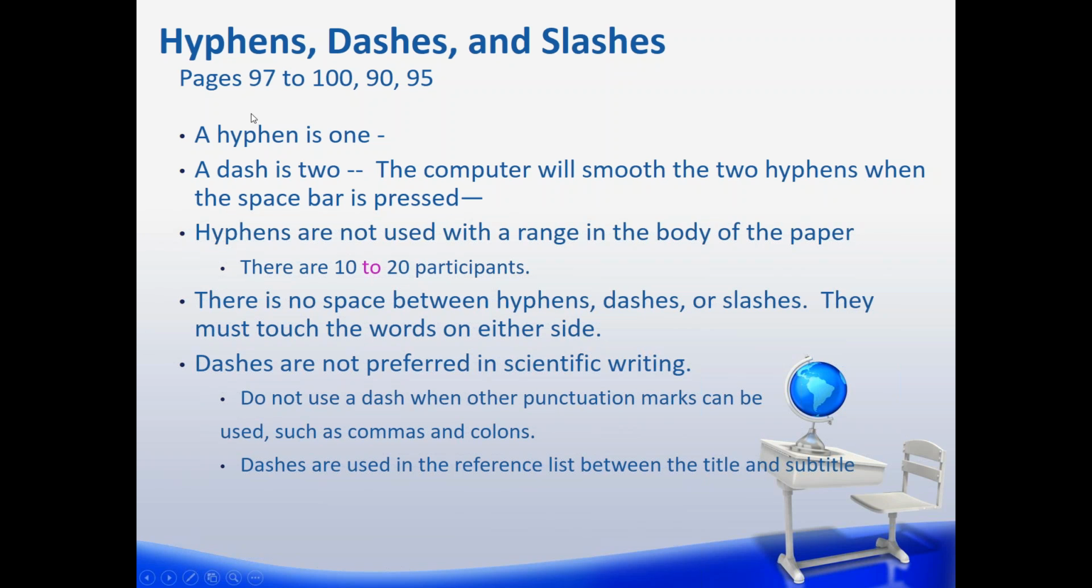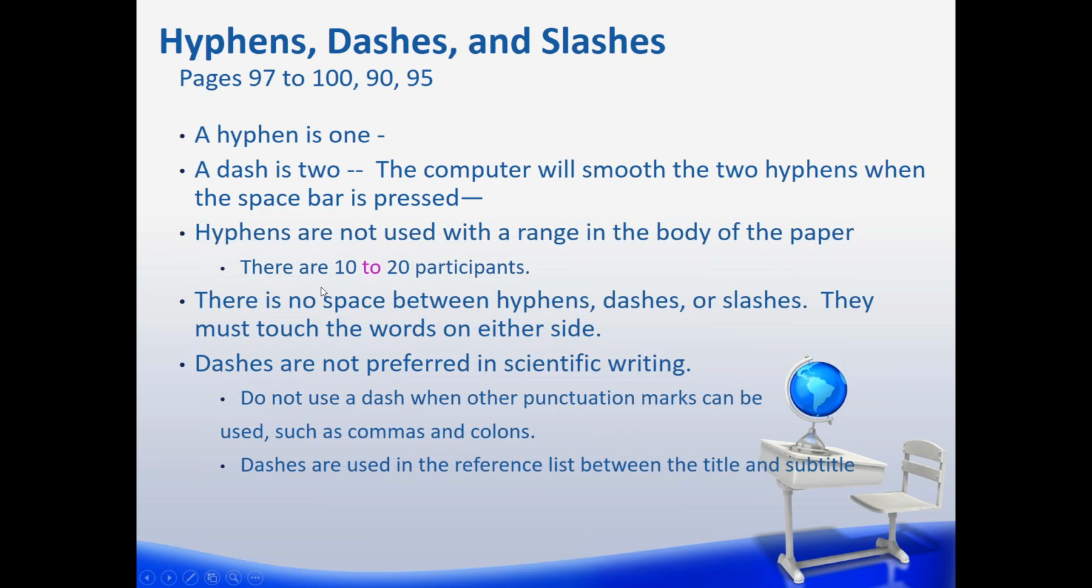A hyphen is 1, and it indicates that the words on either side have equal weight. A dash is 2 hyphens, and then when you press the space bar, it smooths out. And we use dashes in English composition, but in scientific writing we don't use dashes. The only place that it's used is in the reference list to separate a title from a subtitle.